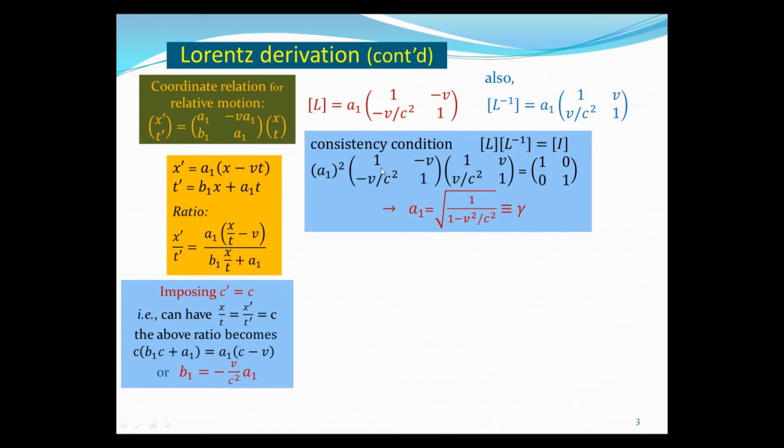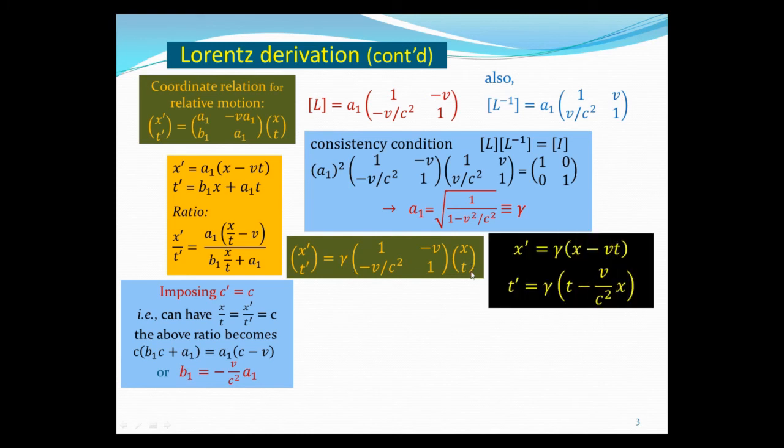And you can easily see, for example, the first row times the first column: 1 minus v squared over c squared, times A1 squared, equals 1. Therefore A1 must be, when you take the square root, 1 over the square root of 1 minus v squared over c squared. And that's just the gamma factor, the Lorentz factor we have been talking about. So the Lorentz transformation is just this, replacing A1 by gamma. And this is the Lorentz transformation. We derived it.